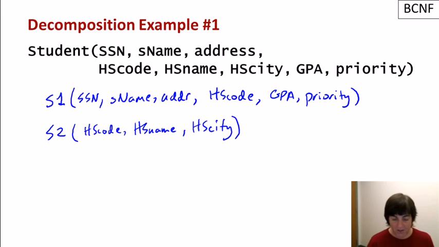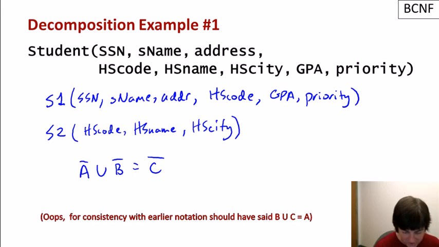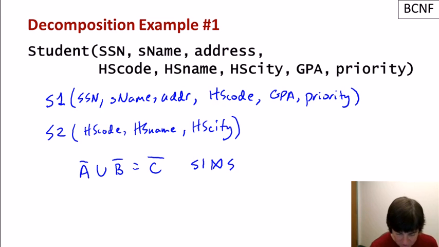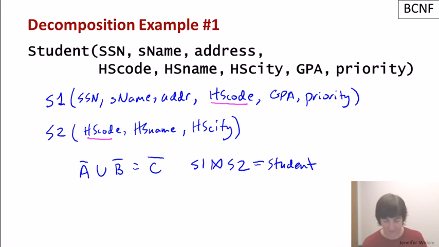So first of all, is this a correct decomposition in the sense that B union C equals A? Certainly, all of the attributes are still present. And furthermore, if you think about it, and we'll formalize this concept later, S1 join S2, and that's going to occur, by the way, based on this high school code value, S1 join S2, in this case, will, for the data that you would expect, equal student. Again, we'll formalize that momentarily.